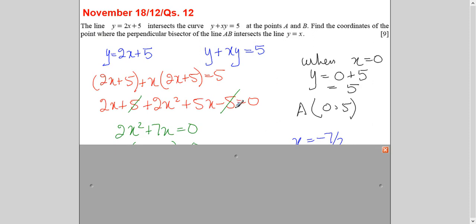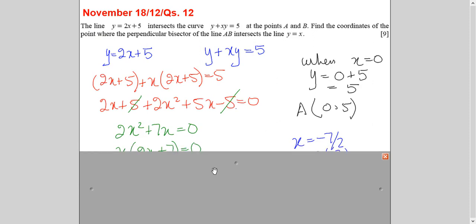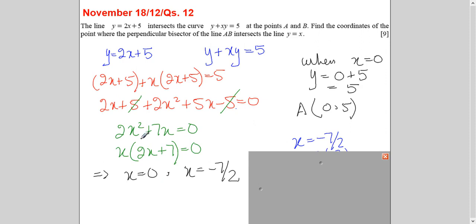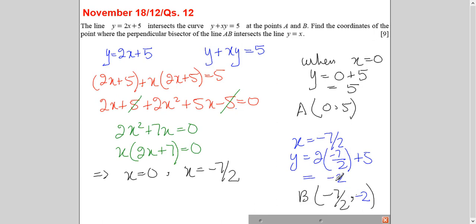the expansion, terms are cancelling out, and you get here x equals 0 and x equals minus 7 upon 2. Now these values of x, if you plug in here or here, you will get the coordinates of y. I have plugged in here, just like simultaneous equation. So x equals 0, I plug in here, I get 5. I'm calling it A, you can call it B, whatever, doesn't matter. So I got this point 0, 5. Then x equals minus 7 upon 2, I plugged in here, and I got y equals minus 2. So my second point B is minus 7 upon 2, minus 2.